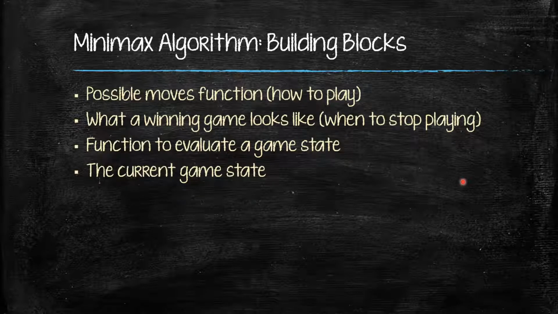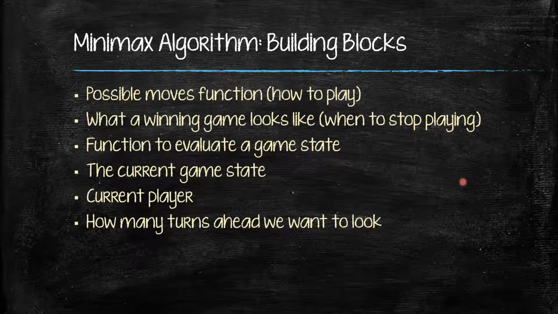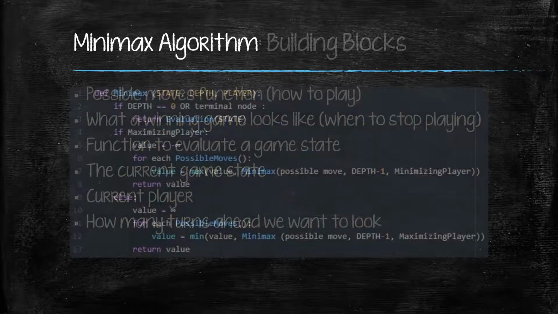It also needs the current game state. You need to know what the board looks like right now. And it needs to know which player's turn it is. Finally, it wants to know how many turns ahead we want to look. Ideally, we would just look to the end of the game every time, but as we saw, there are some games that are too complex to do that in.